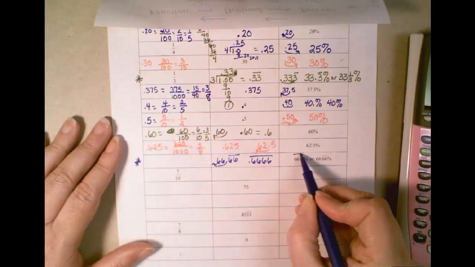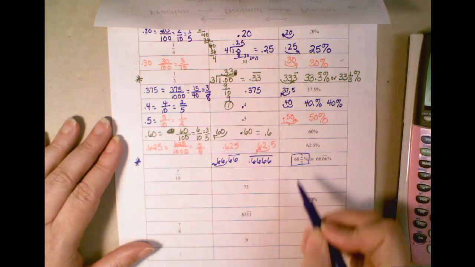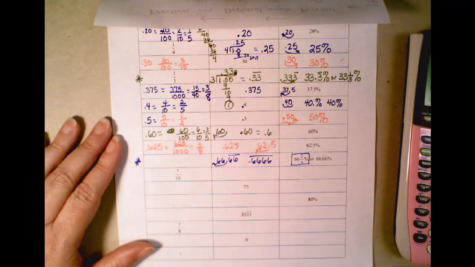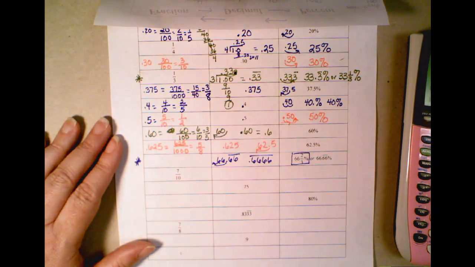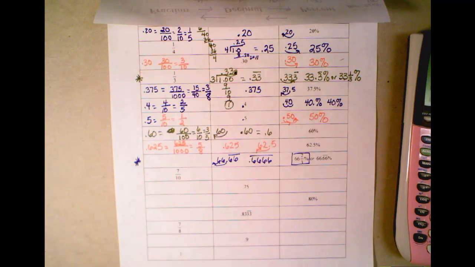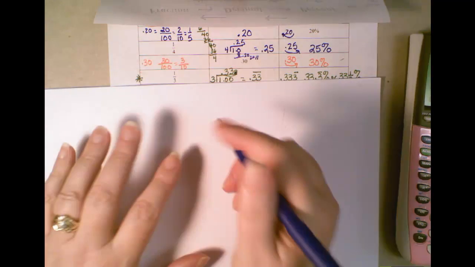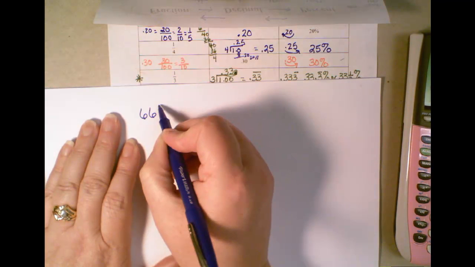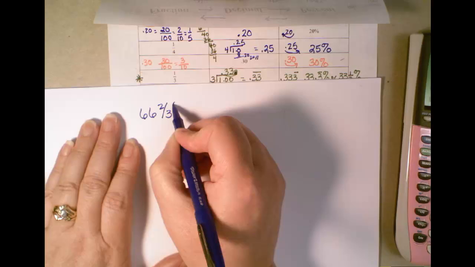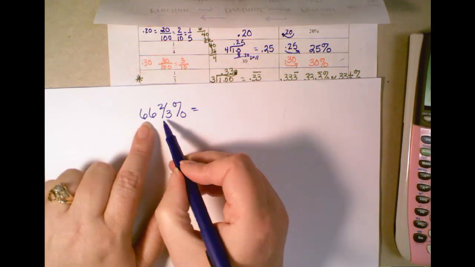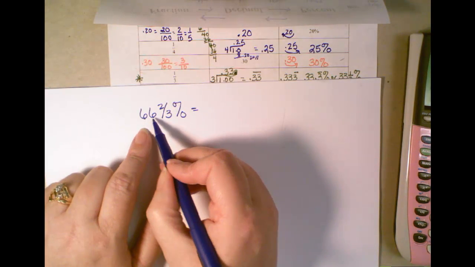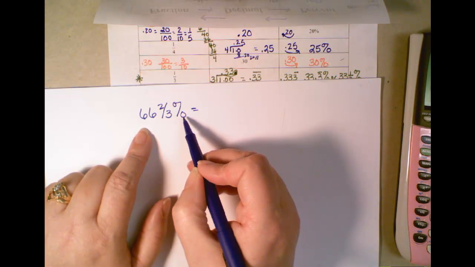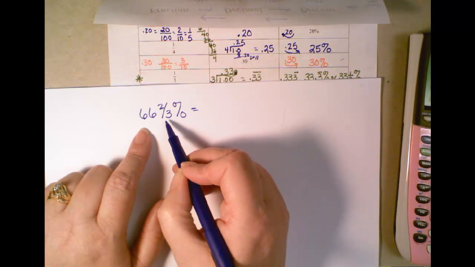Now I'm going to use this form to change it into a fraction. I'm going to take a bigger sheet of scratch paper so that you can see this, so I'm not trying to write and scrunch up a lot of work. I'm going to change 66 2/3 into a fraction. Now remember, it's still a percent, but I'm just going to change it into a fraction.